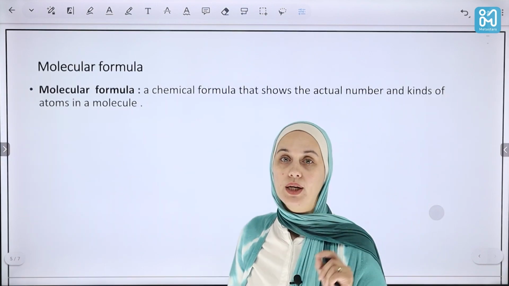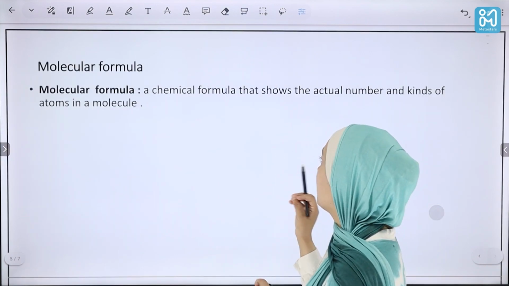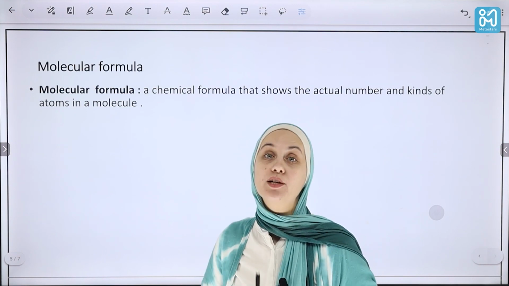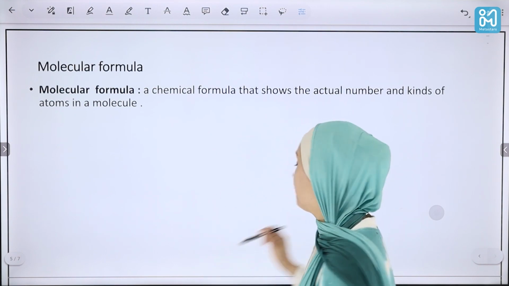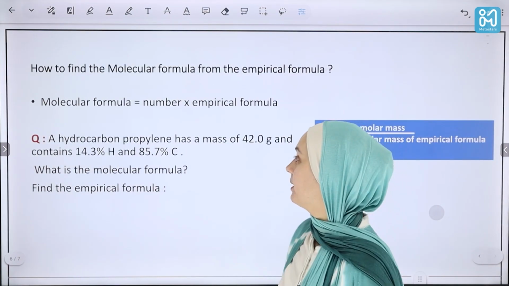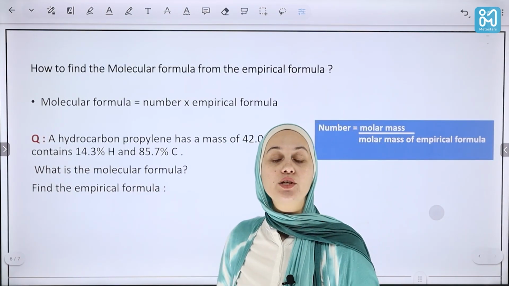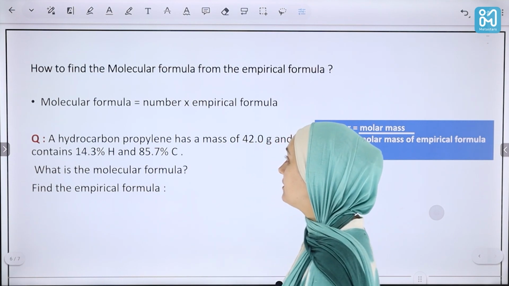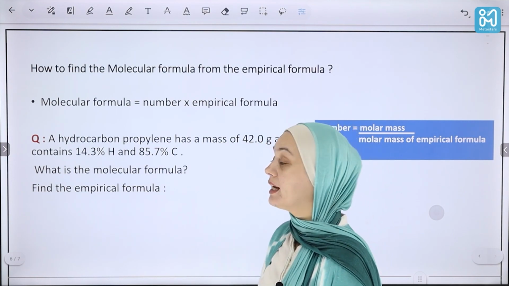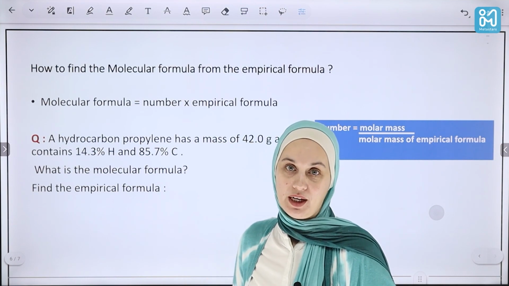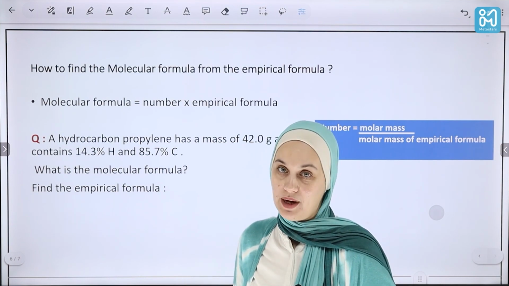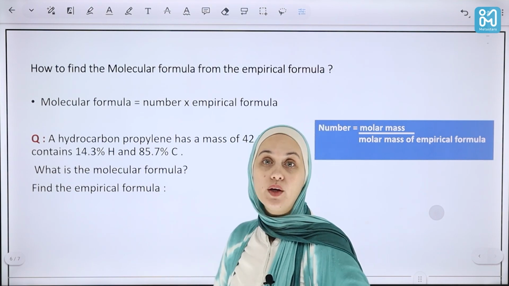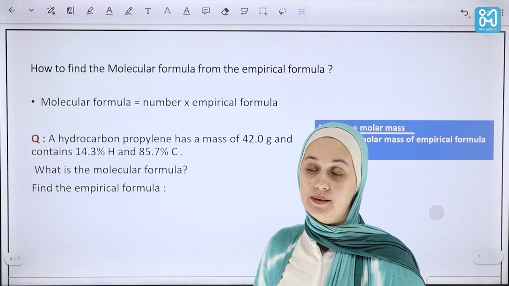Molecular formula. The molecular formula is the chemical formula that shows the actual number of atoms in the formula, not the simplest ratio. What calculations and questions do you have regarding the molecular formula? They ask you about the molecular formula, giving some information about the empirical formula, and then from the empirical formula you can find the molecular formula.